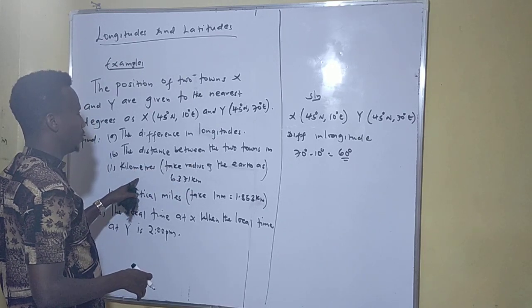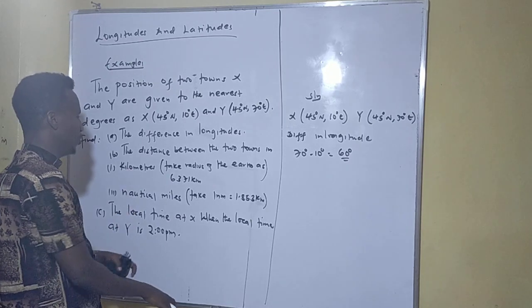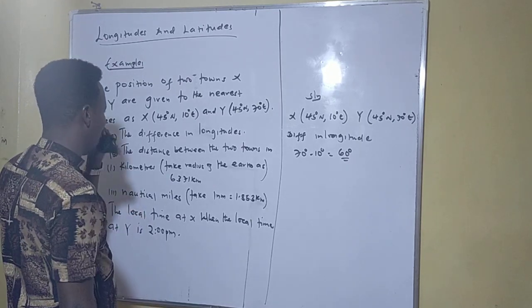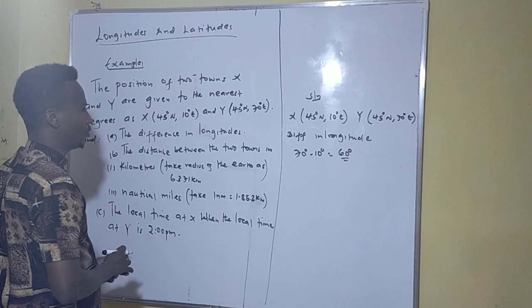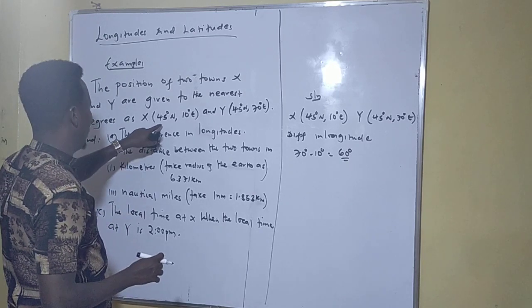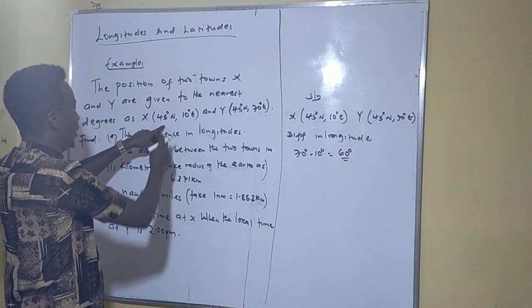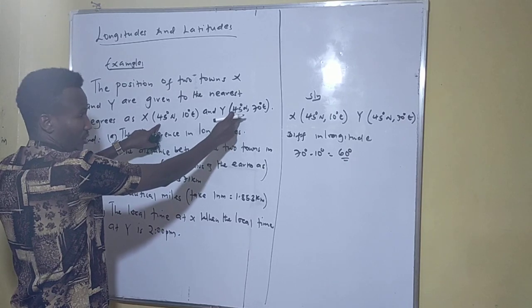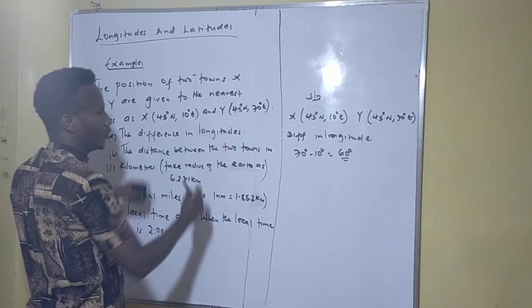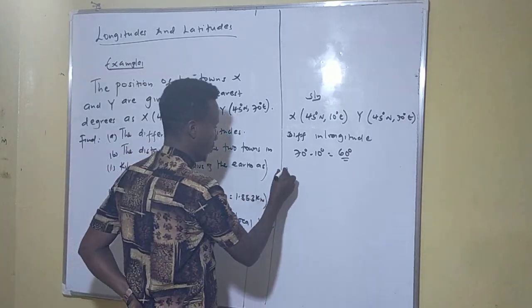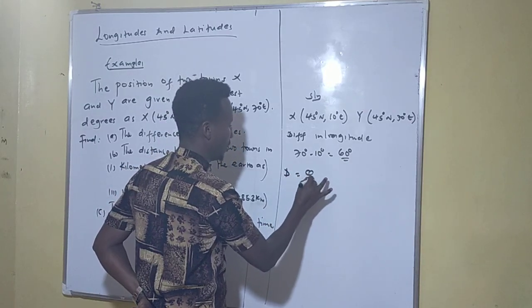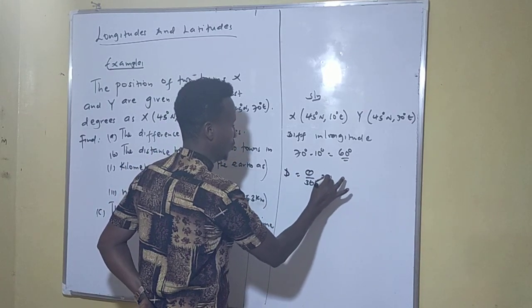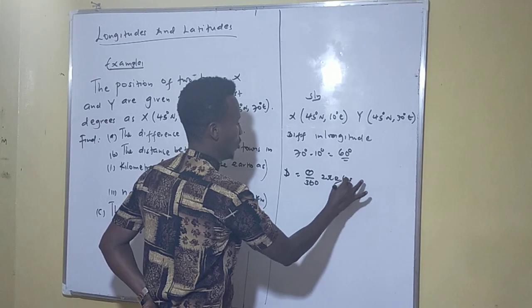Then the other question I told you is the distance between the two towns in kilometers, okay? For your information, guys, remember they are on the same small circle. Can't you see now? So you're going to say distance. Therefore, distance is equal to theta over 360 times 2 pi r cos alpha.